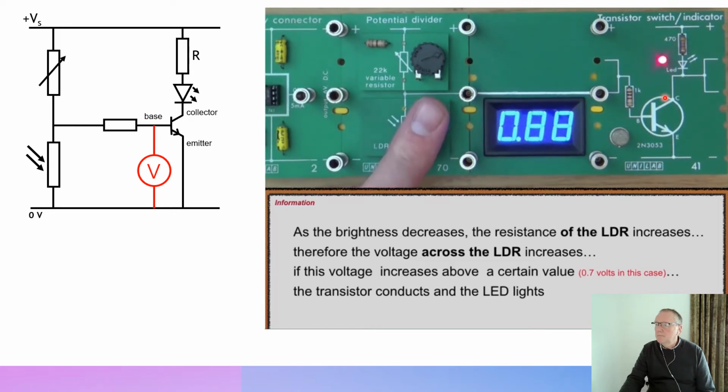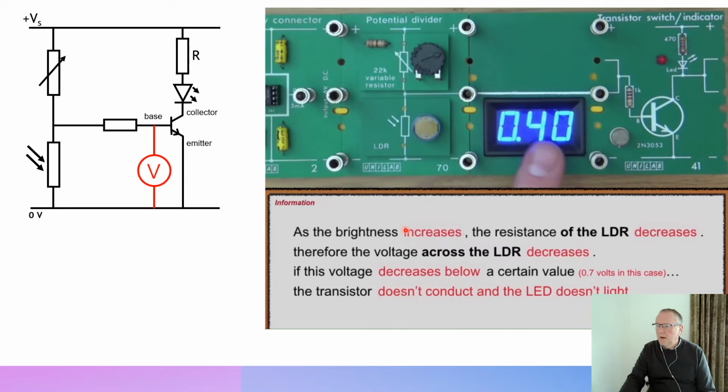And so this circuit is monitoring low light levels, because when it's bright, if we let the light go back into it, brightness increases, so the resistance of the LDR decreases, the voltage across the LDR decreases, it falls below 0.7 of a volt, the transistor doesn't conduct, and the LED doesn't light. So this circuit doesn't operate when it's bright. This circuit operates when it's dark.